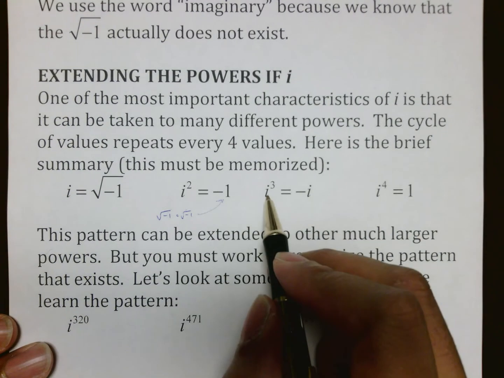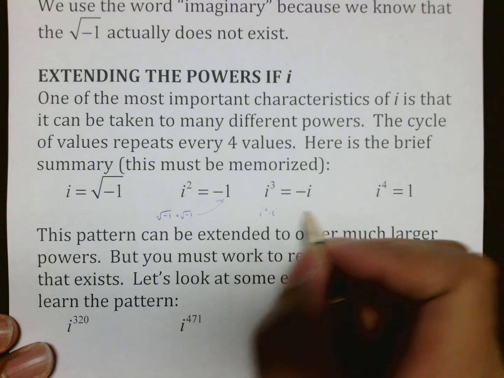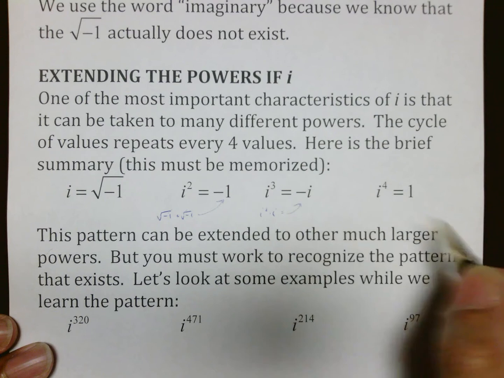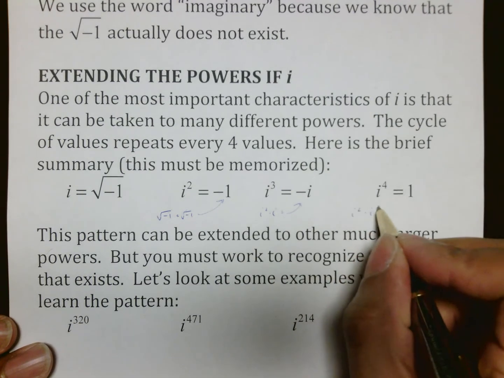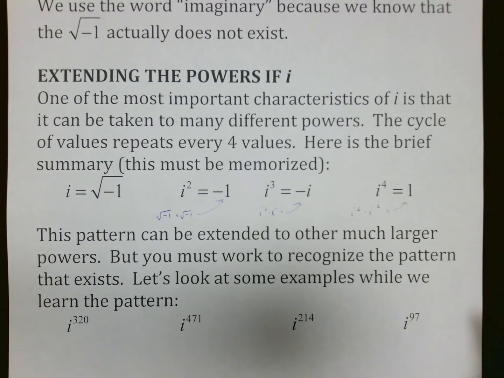i to the third is the same as i squared times i, which means that you have negative 1 times i, which is why you get the answer of negative i. And i to the fourth is the same as i squared times i squared, which of course is negative 1 times negative 1, giving us the answer of 1.